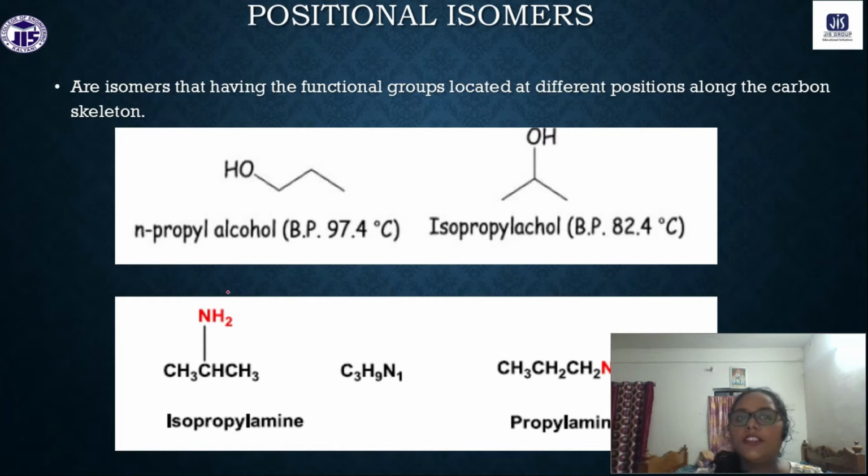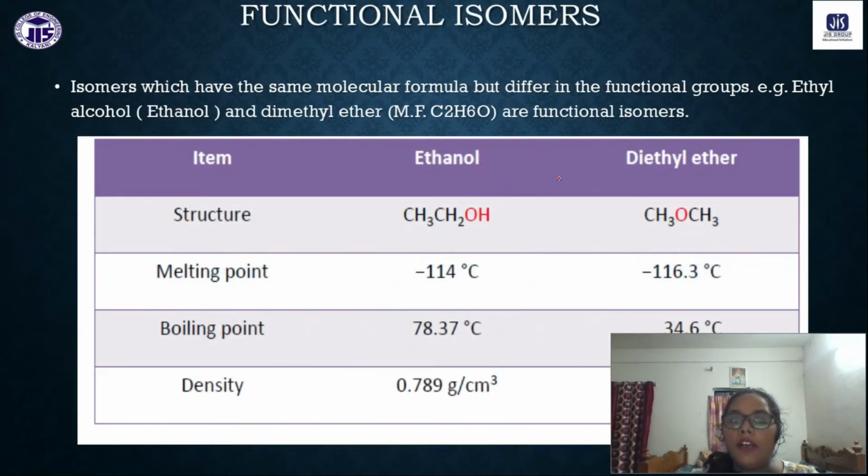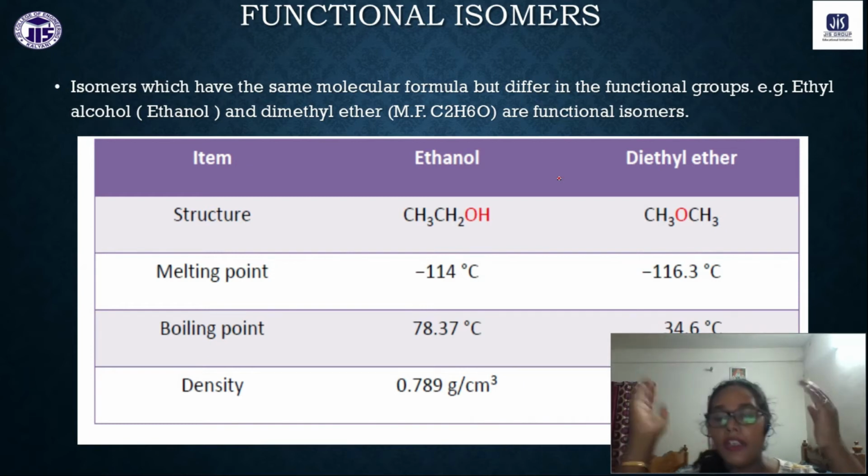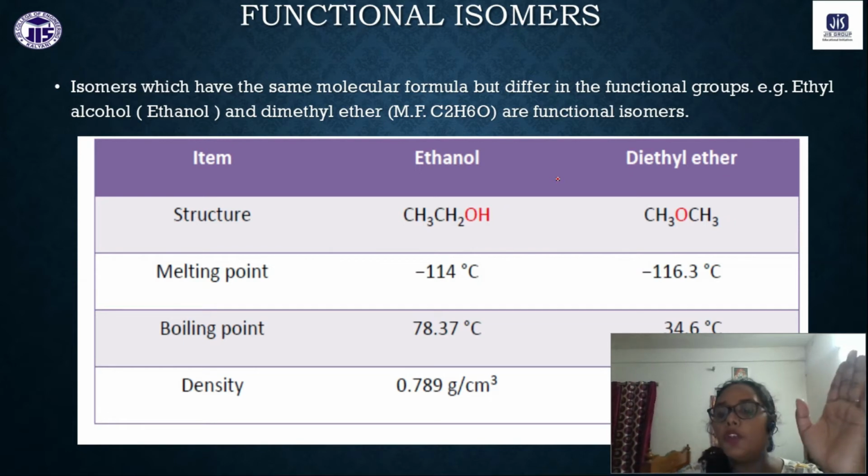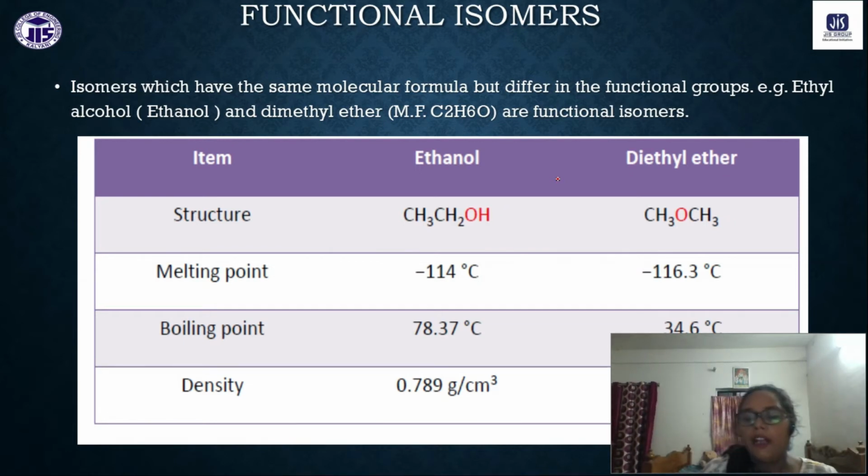Now positional isomer means sometimes the hydroxyl group is at the end of the molecule, or sometimes the hydroxyl group is in the middle of the molecule. Okay, so this is called positional isomers. Now functional isomers, what I told earlier: if we have the alcohol and ether linkage but the chemical formula is the same, the number of carbon, hydrogen and oxygen is the same, in that case those molecules are called functional isomers.